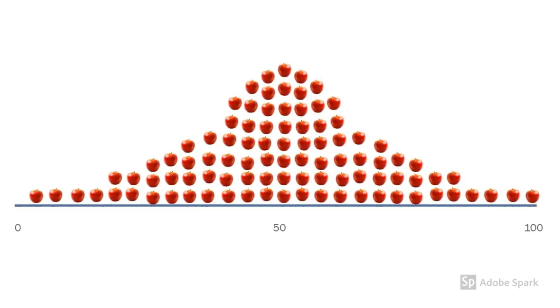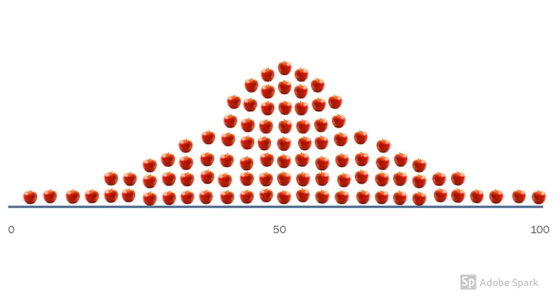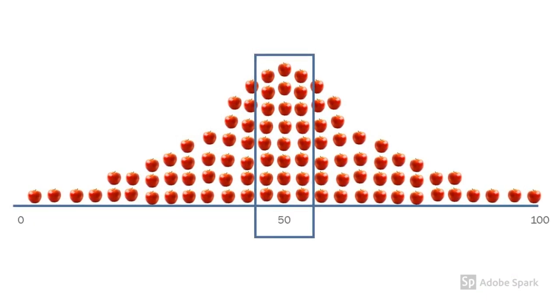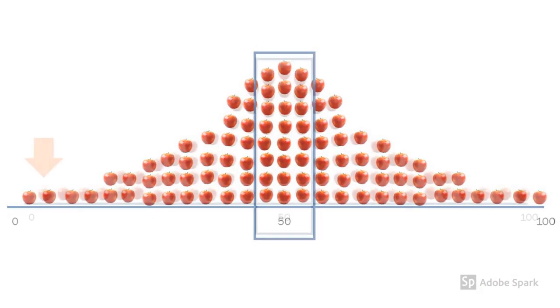Here are some examples. Let's say that group 1 had scores that looked like this, where each apple is a person's score. Looking at this distribution, we can guess that the mean is going to be somewhere near 50, because we have the most scores clustered in that part of the curve.